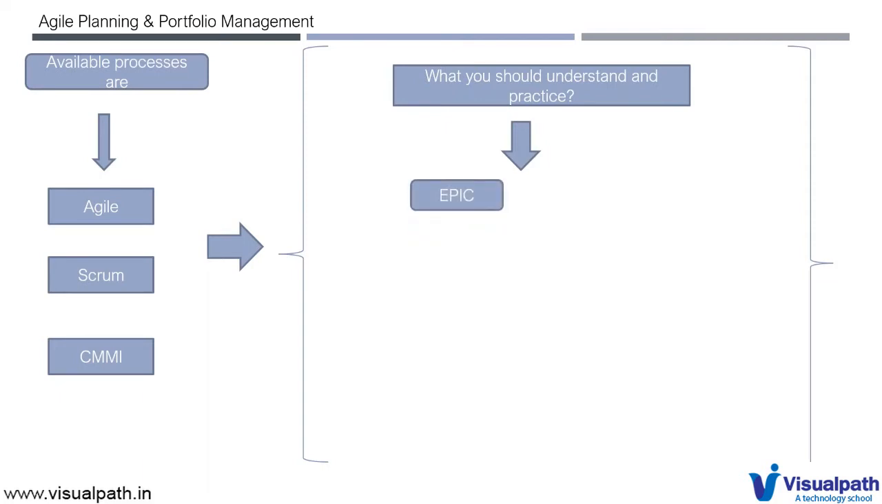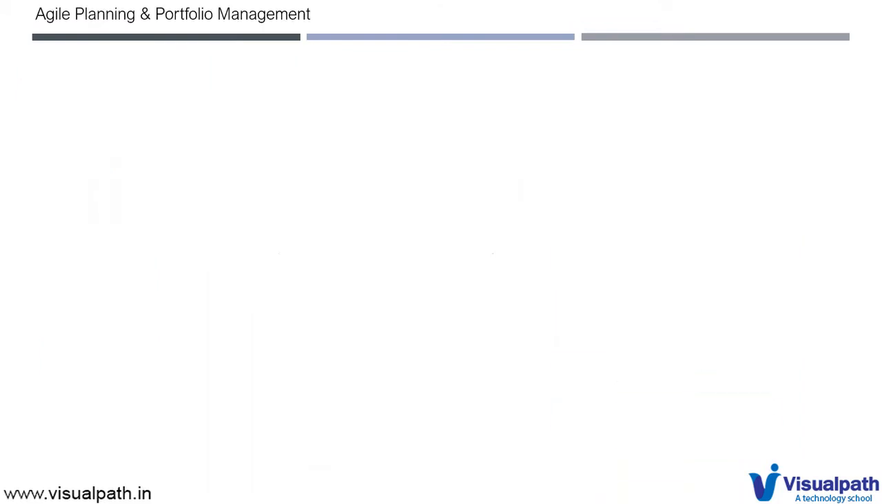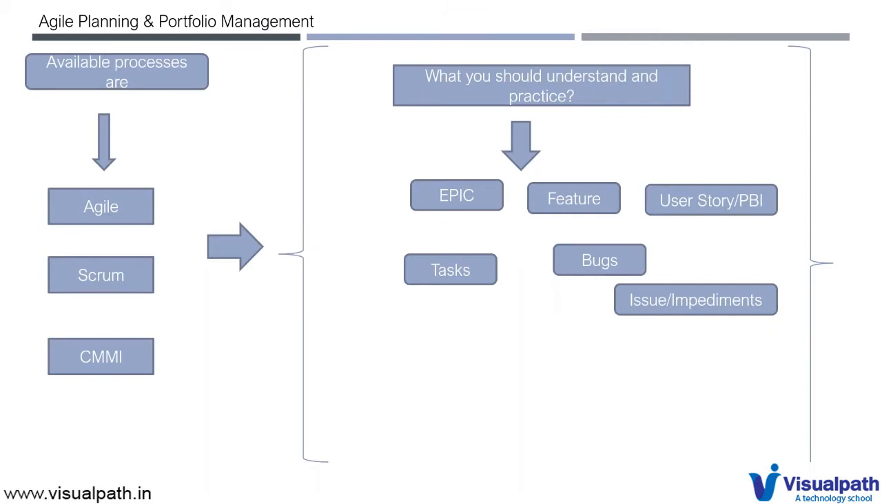When you are using a Scrum template, the requirements will be managed like this. They will be categorized like an epic, feature, user story or product backlog item. PBI is a product backlog item, and then tasks, bugs, issues or impediments, etc. So this is a parent-child relationship. Epic is the root, the child is feature, and its child is a product backlog item. And finally, it comes to the task.